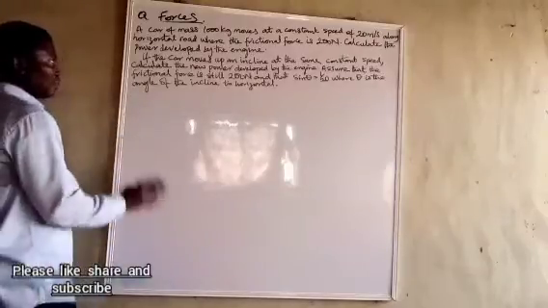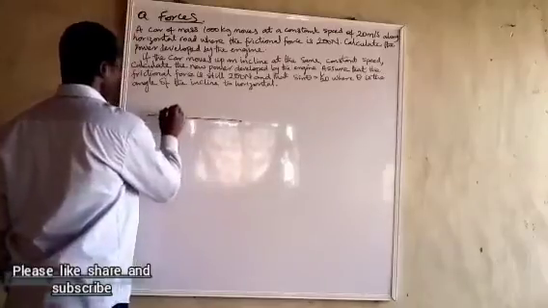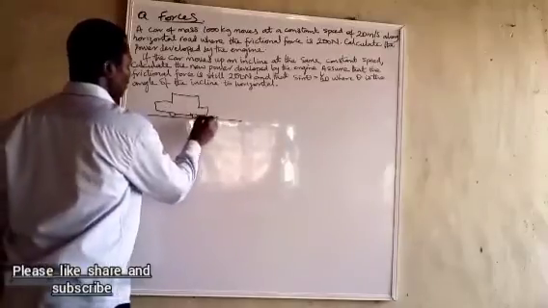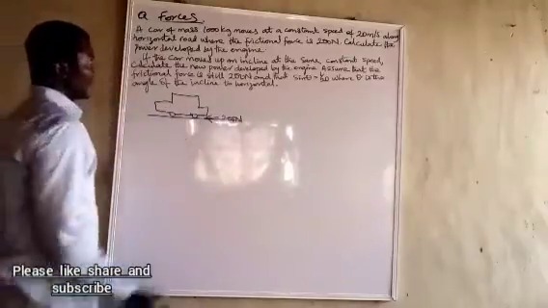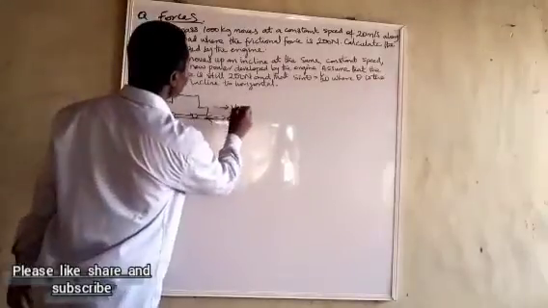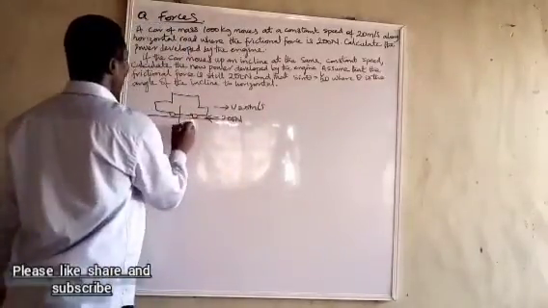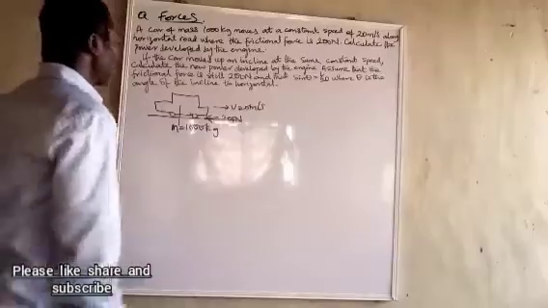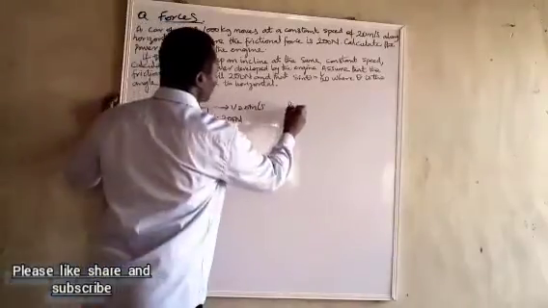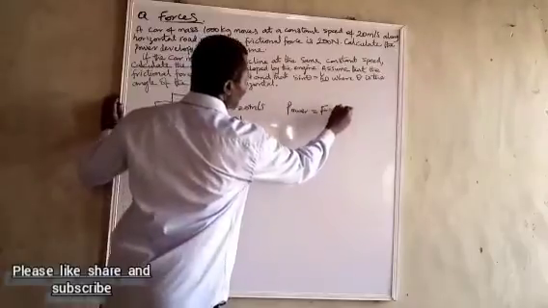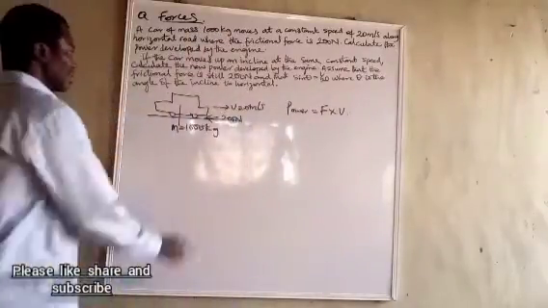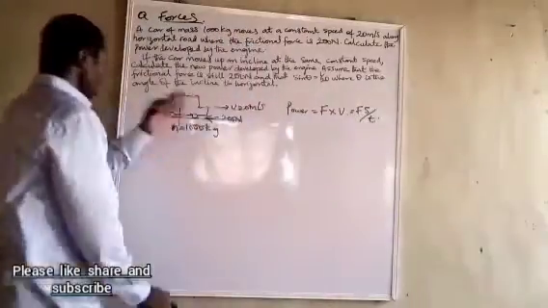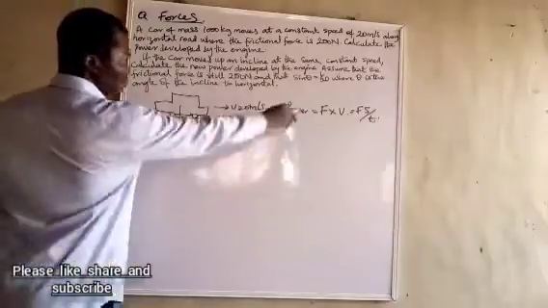Now, the question is in two parts. The first part is telling us that the car is moving like this, and then we have a frictional force of 200 Newton against the motion. The velocity is 20 meters per second. The mass is 1,000 kg. Now, from our formula, we know that power is equal to force times velocity, or force times distance over t. Now the velocity is constant, so we can use this formula straight.